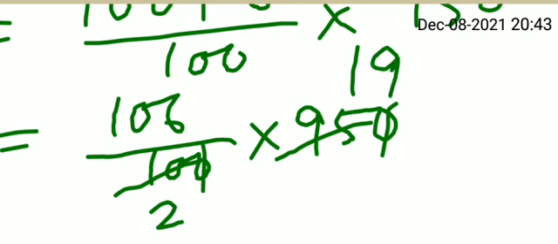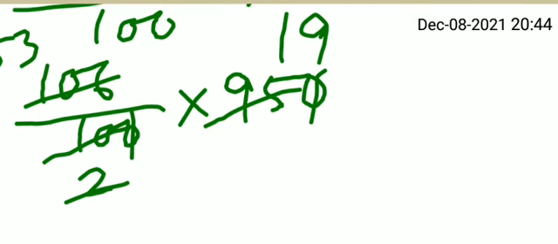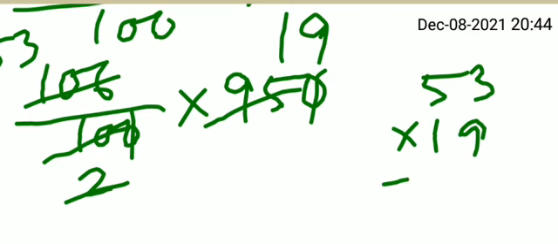So that means here the 0s will be eliminated. Eliminate by 5: 5 2s are 10, 5 19s are 95, 2 53s are 106. So here 53 into 19. So 19 3s are 57, carry 5, 19 5s are 95, 95 plus 5, that is 100.